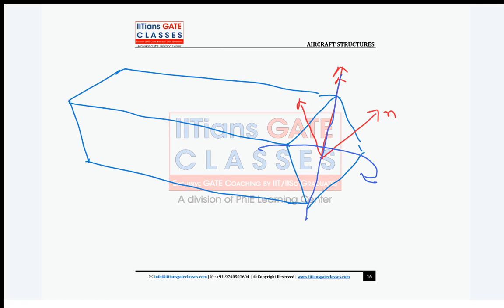How is this bending happening? So here all the fibers which are here are under tension, and below the diagonal, all the points that are there are under compression. Okay, so can we move to the next question, guys? Yes.